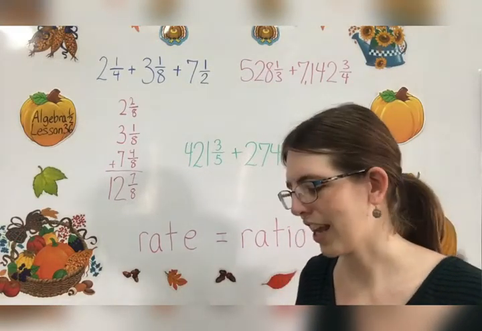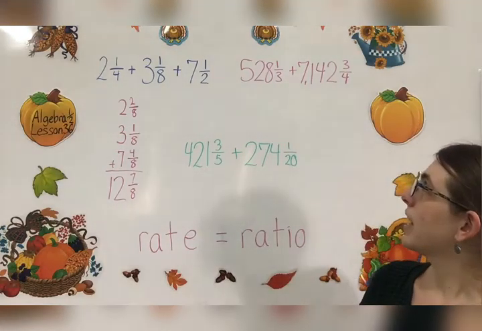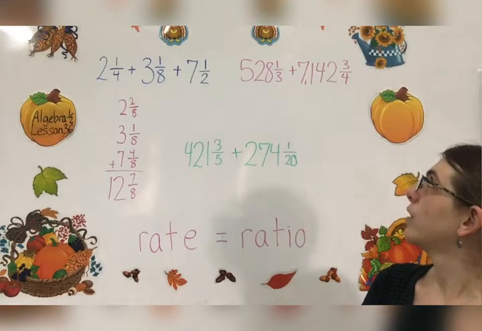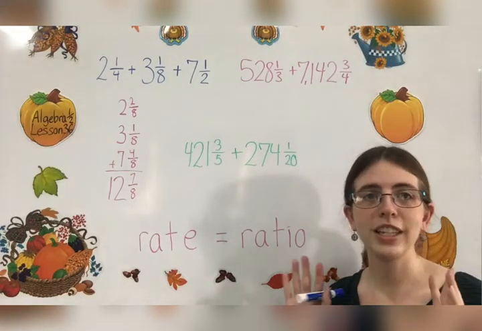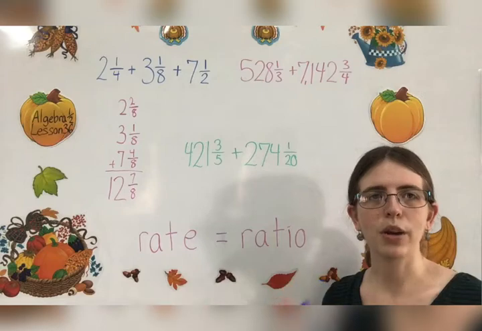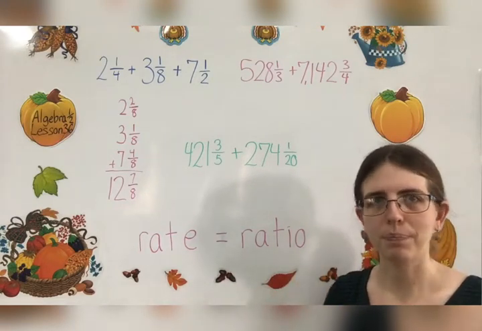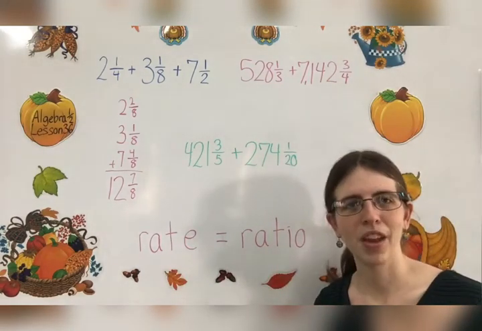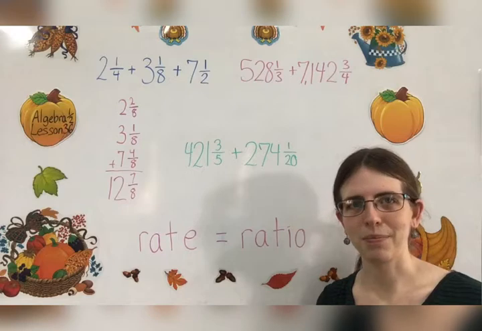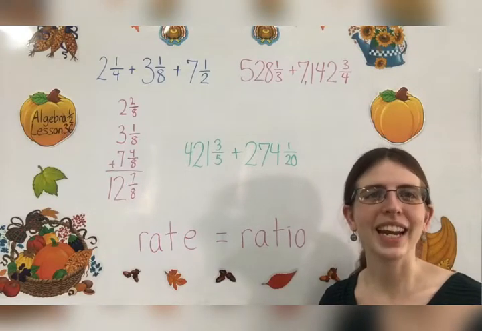Okay, let's move on to the next one. 528 1/3 plus 7,142 3/4. Okay, these are huge numbers, so once again, we're going to focus on first our fraction, and then our whole number. So I have a third here and a fourth here. What's their least common denominator? Did you say 12? You would be right, it is 12.